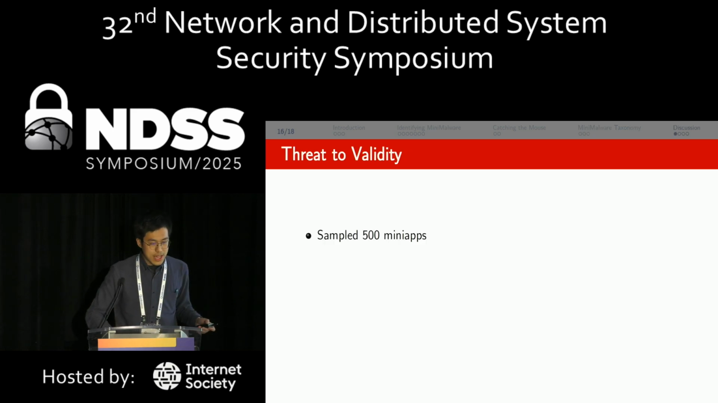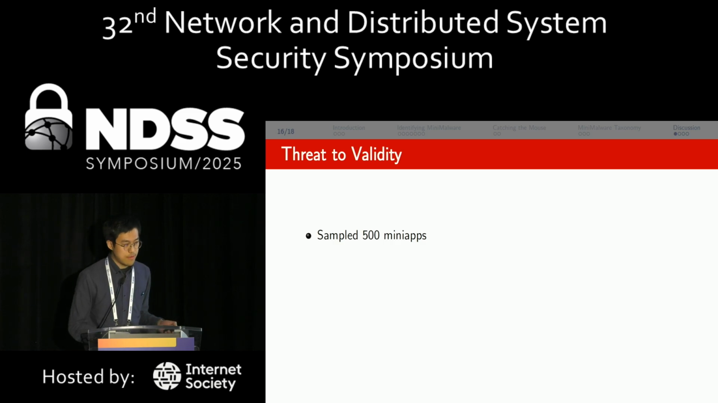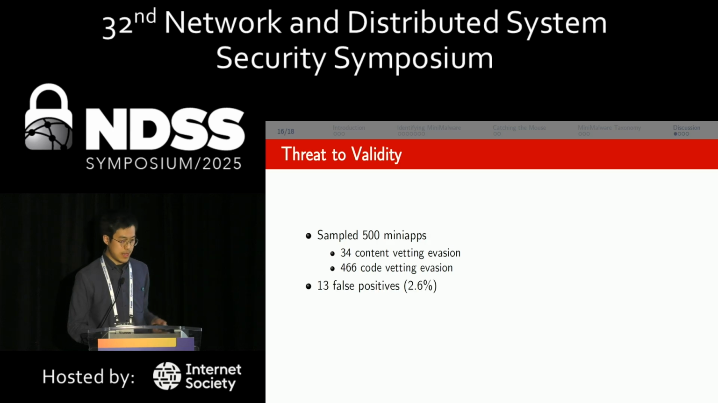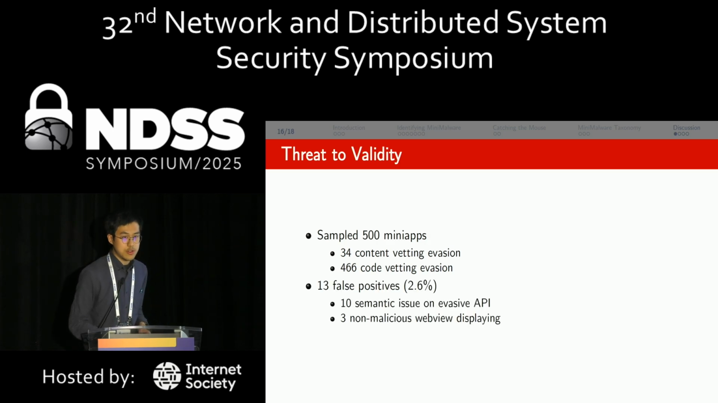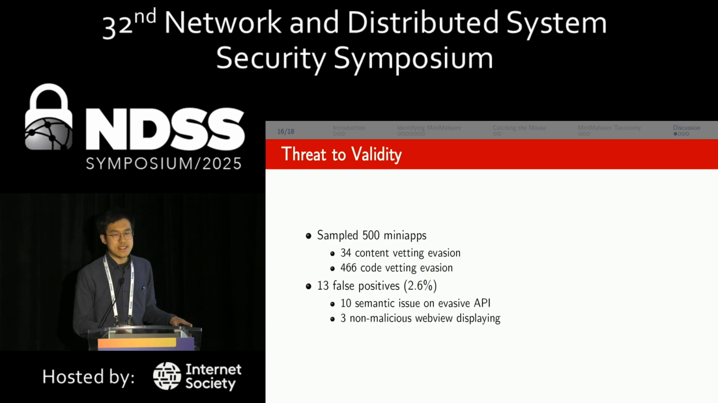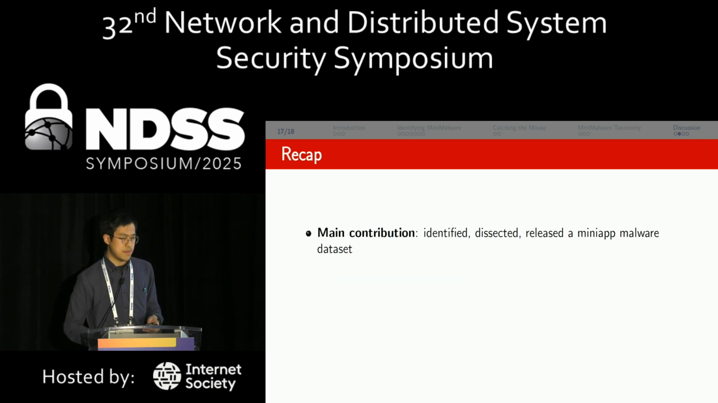So we have sampled 500 miniapps for validation, 34 for content vetting, and 400 for code vetting. There were 13 false positives, 1 because of the semantic issues of the evasive API, and 3 because they're just video-based mini apps. So it's legit to have the if-controlled web views.